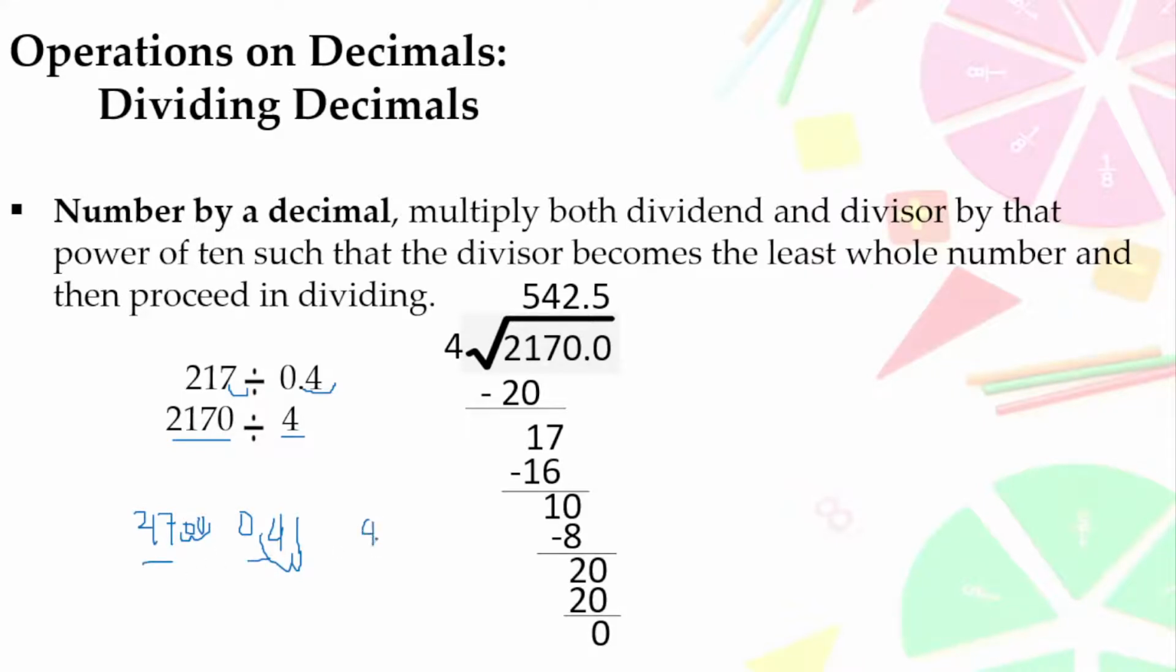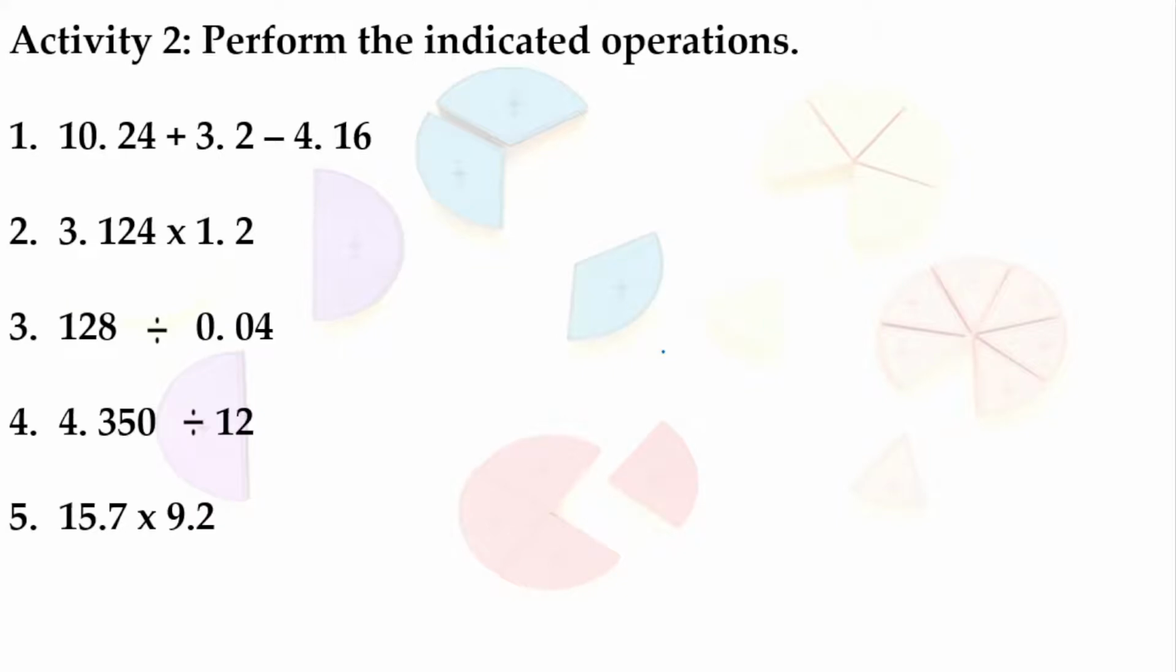So, magiging dyan is 41 and then 21700. Yan na lang po yung technique dyan. Para hindi na po kayo mag-multiply. Okay? So now, you can proceed to division na po. Kung paano po mag-divide ng whole numbers, ganun na po. Okay? So, you will get 542.50. Okay? Ayan. So now, let's do the activity 2, which is perform the indicated operations.